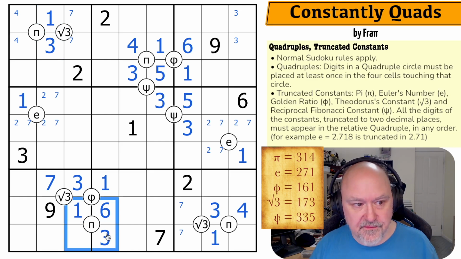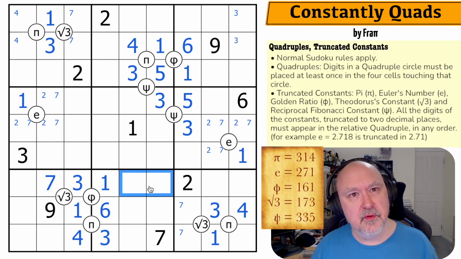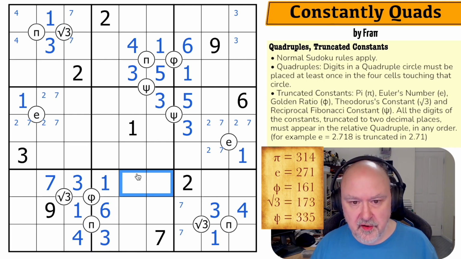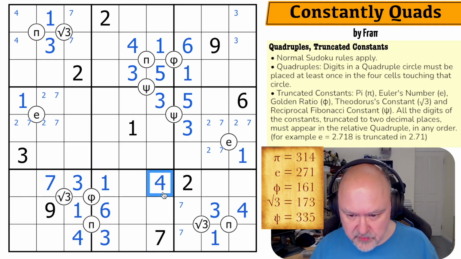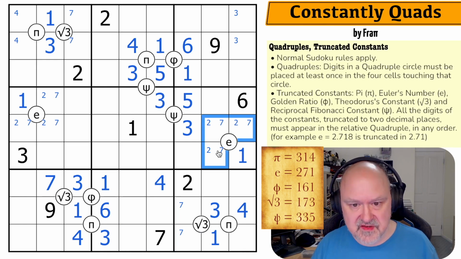And I need to put a 4 around this pi. That's the 4. Every pi needs 4, every 4 needs pi. And now 4 can't go in those digits. That's the 4. I think I've done all the clues now. Including my pencil marks, I've done all the clues now.